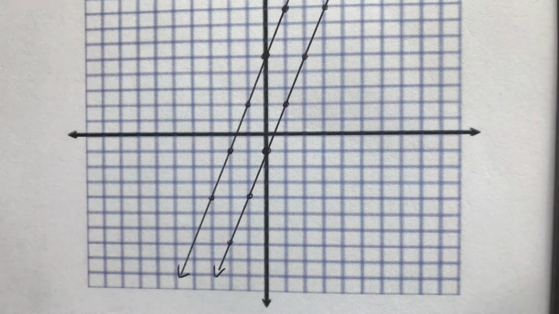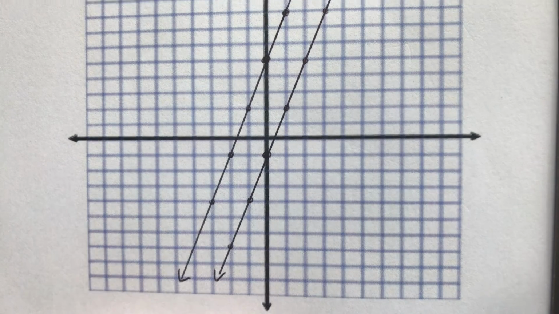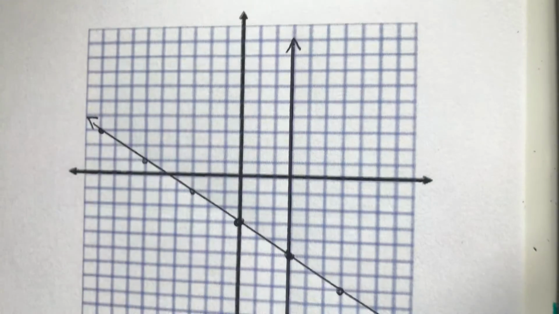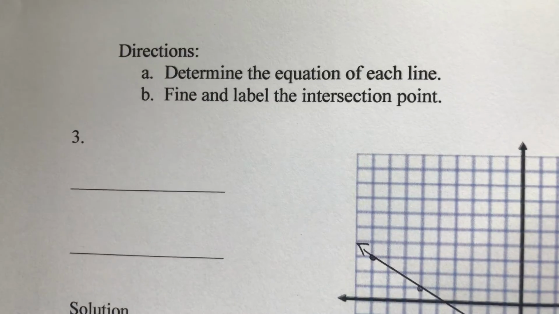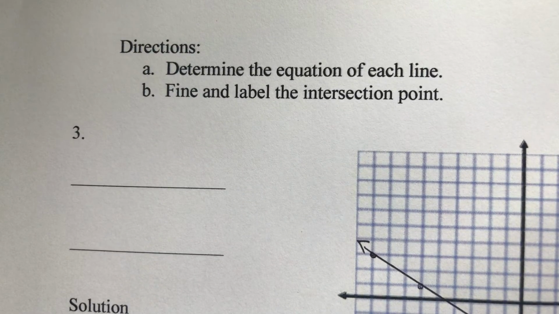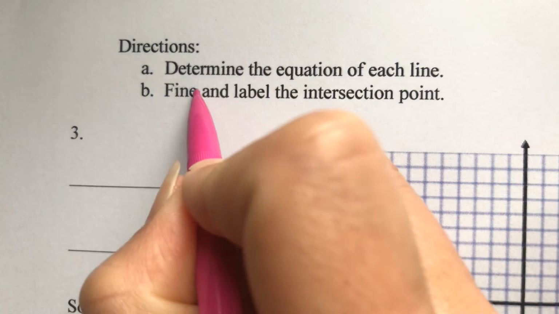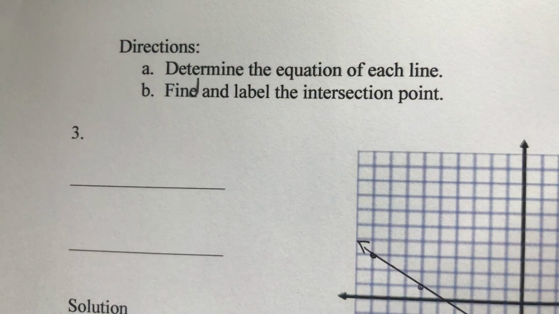Okay, I've got 2 more, and if you took a look at these notes, they're already graphed, but they're not labeled. That's essentially what we want to do here. We want to determine the equation of each line. We know how to do this. We did it in Unit 3, so we're reviewing. And then find, oh, typo, find and label the intersection point.